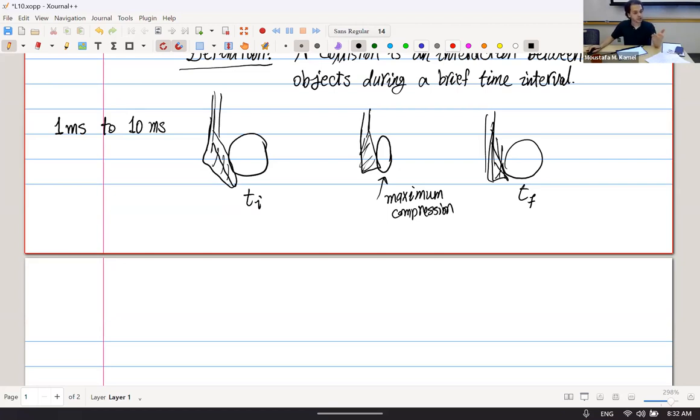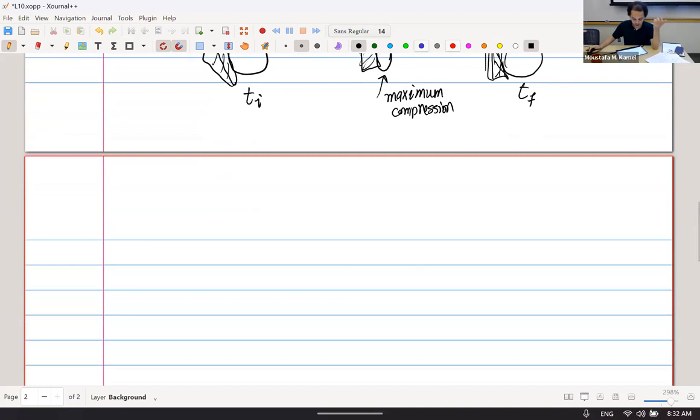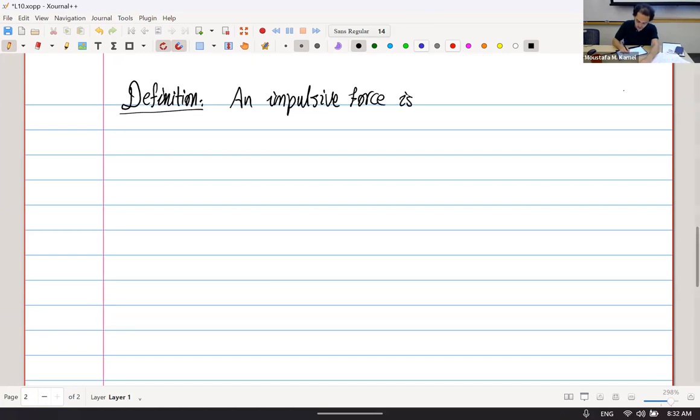So usually this force is very large. And when we have a large force acting over a very small interval of time, we call this an impulsive force. So an impulsive force is a large force acting over a brief amount of time.